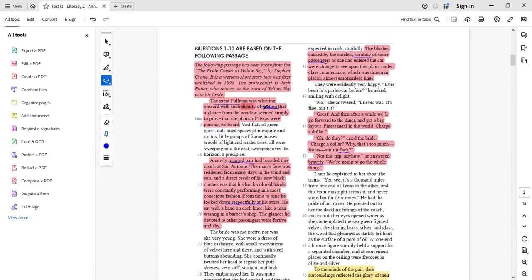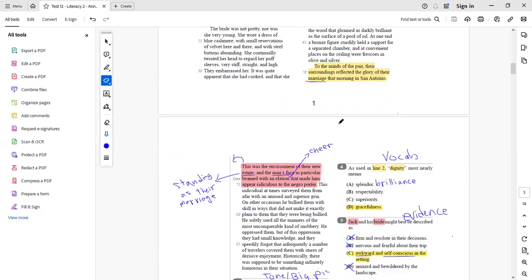The great Pullman was whirling onward with such dignity of motion that the glance from the window seemed simply to prove that the plains of Texas were pouring eastward. You know the Pullman, it's like a bus. Vast flats of green grass, tall huge spaces of mesquite and cactus, little groups of frame houses, woods of light and tender trees, all were sweeping into the east, sweeping over the horizon, perspective. Okay, so here he describes the journey of Porter as he returns to Yellow Sky, the groom.